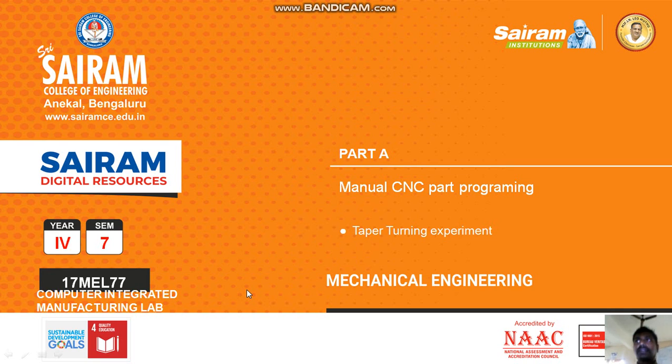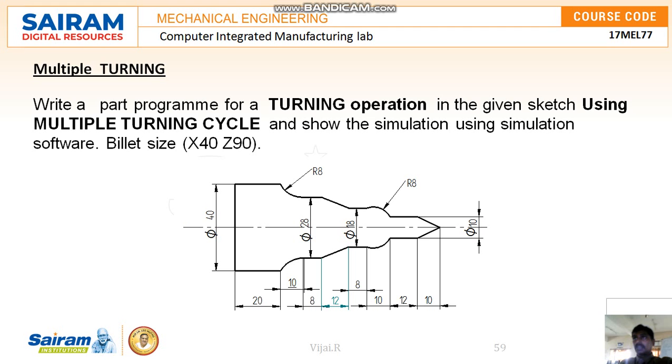So in this multiple turning, we are going to see the part of the CNC part programming for the multiple turning in this section. So what is the main aim of this program? It is to write a part program for your turning operation given in the sketch using the multiple turning cycle and show the simulation using simulation software, right?